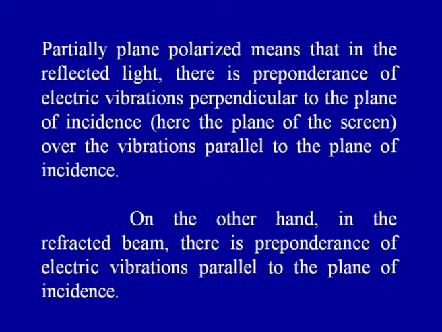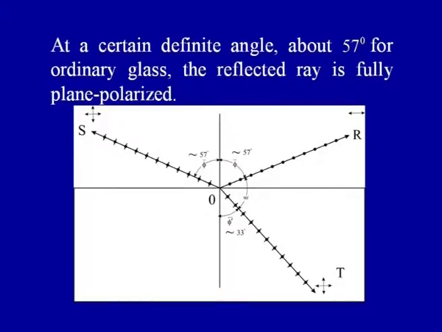Partially plane polarized means that in the reflected light there is preponderance of electric vibrations perpendicular to the plane of incidence, here the plane of the screen, compared to the vibrations parallel to the plane of incidence. On the other hand, in the refracted beam, there is preponderance of electric vibrations parallel to the plane of incidence. At a certain definite angle of about 57 degrees for ordinary glass, the reflected ray is fully plane polarized.